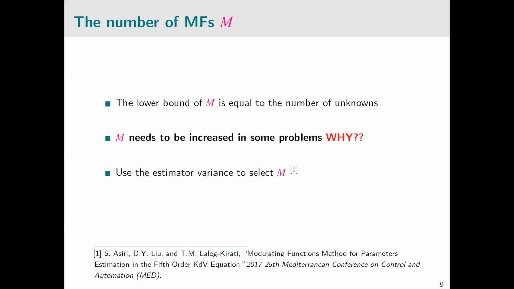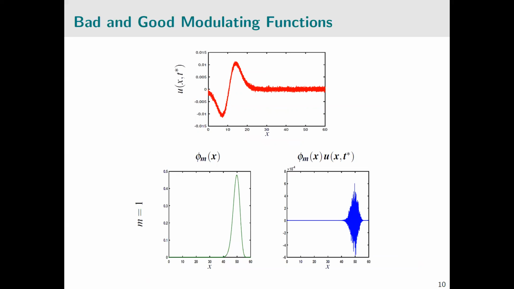In fact, we found that this can be explained with what we will call bad and good modulating functions. Let me explain the idea through the figures. The top figure here represents a noisy signal, and we can see that the informative part of this signal is here in the first third. The bottom figures represent, on the left, the modulating function. So I'm constructing 56 modulating functions, and here is the first one. You can see that this modulating function has almost compact support on this subinterval.